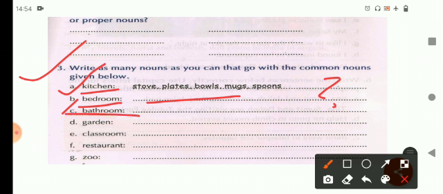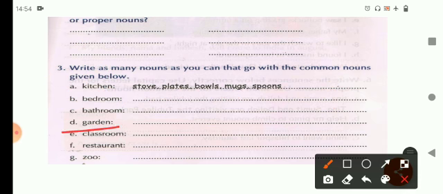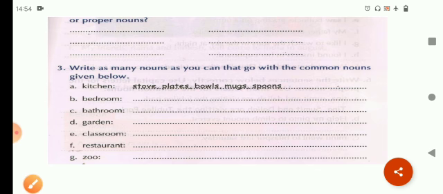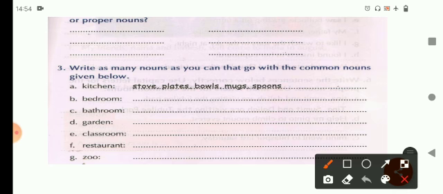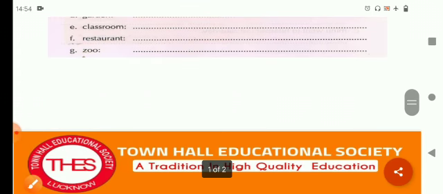And for bathroom, again same, what do you find in bathroom. And garden, the things that go with gardens, again you have to write. Then in the similar way, the things you can see in your classrooms, in restaurants and in zoo. So in this way you can complete your next exercise also.